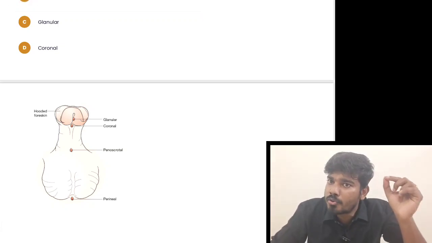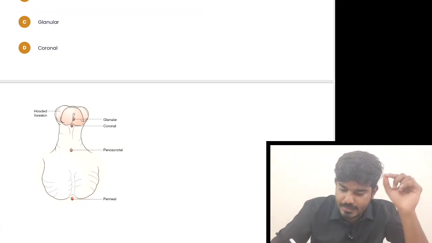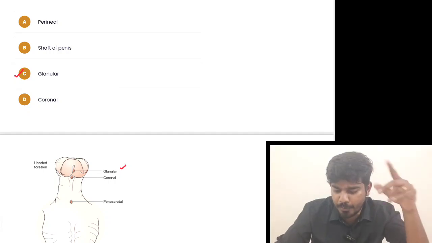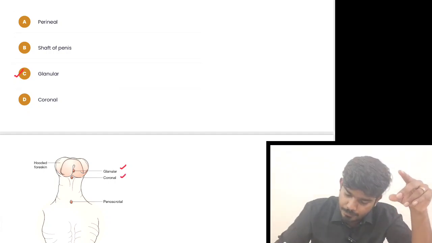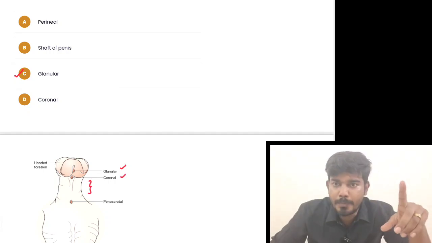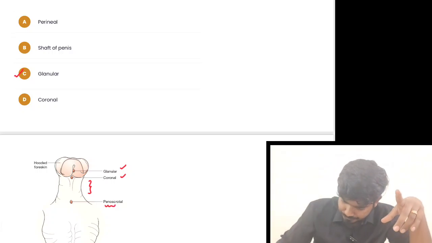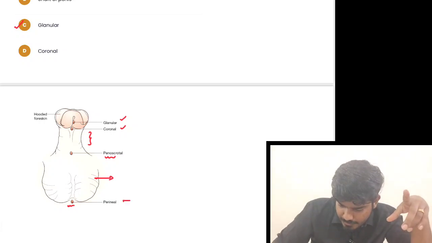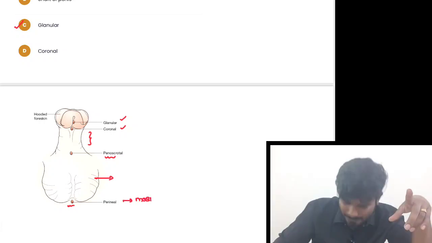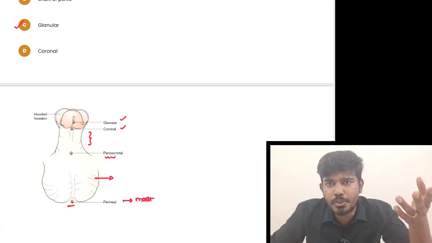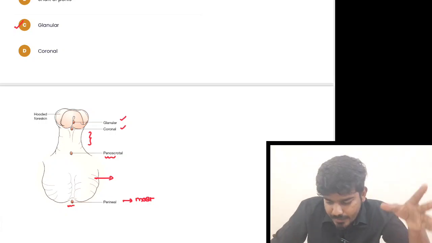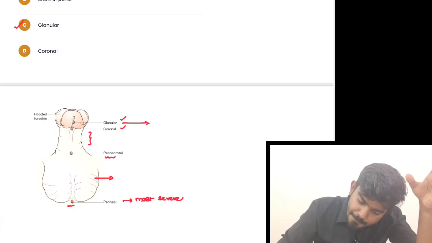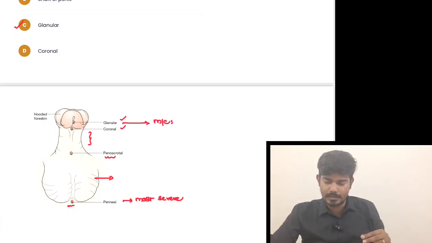Which is the most common location of hypospadias? It is the glandular. So this glandular variety is the most common variety. Apart from that, it can be coronal, then in the shaft of the penis. It can also be penoscrotal, also in the scrotum. It can also be in the perineum. This perineum is the most severe type. It is very difficult to manage and very difficult to operate. Perineal is the most severe type of hypospadias, whereas this glandular type is the most common type of hypospadias.